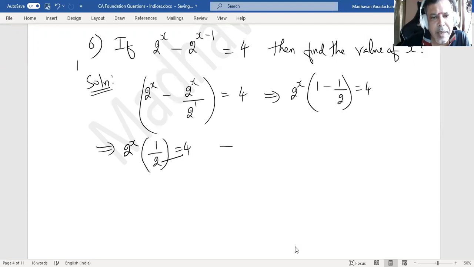Now by cross multiplying, we can have 2 power x equal to 8, and 8 can be written as 2 cube. So from this we can equate the indices. So x is equal to 3.